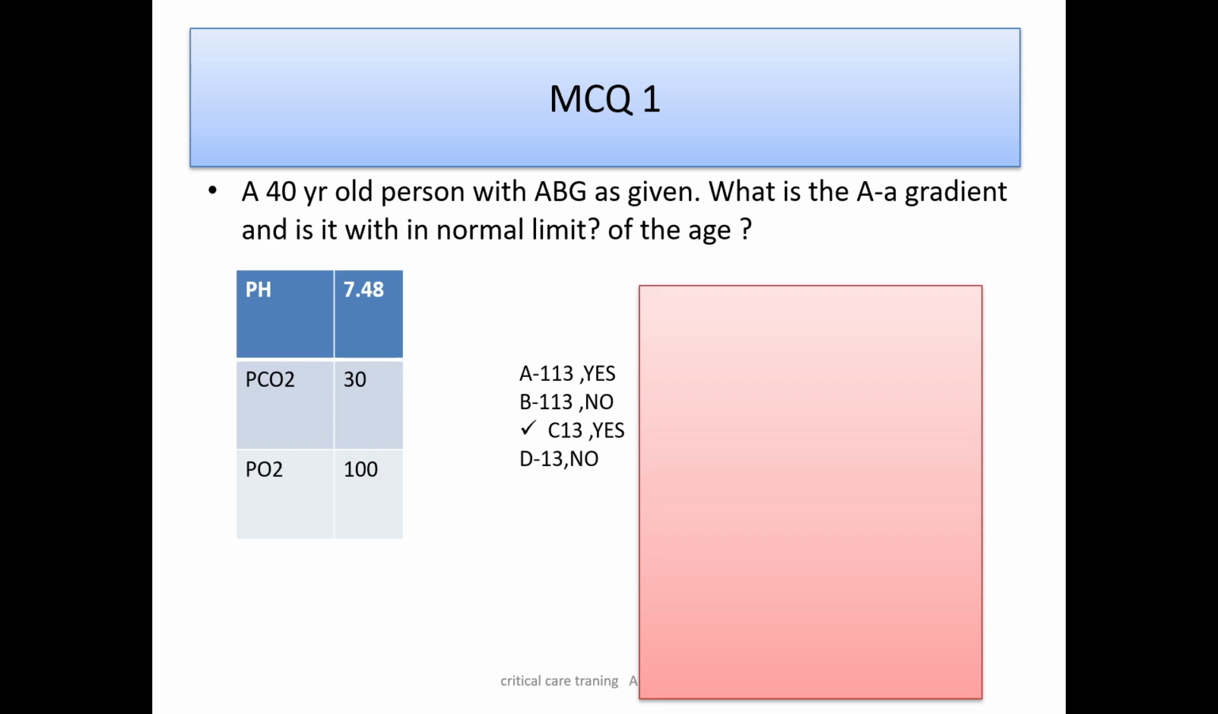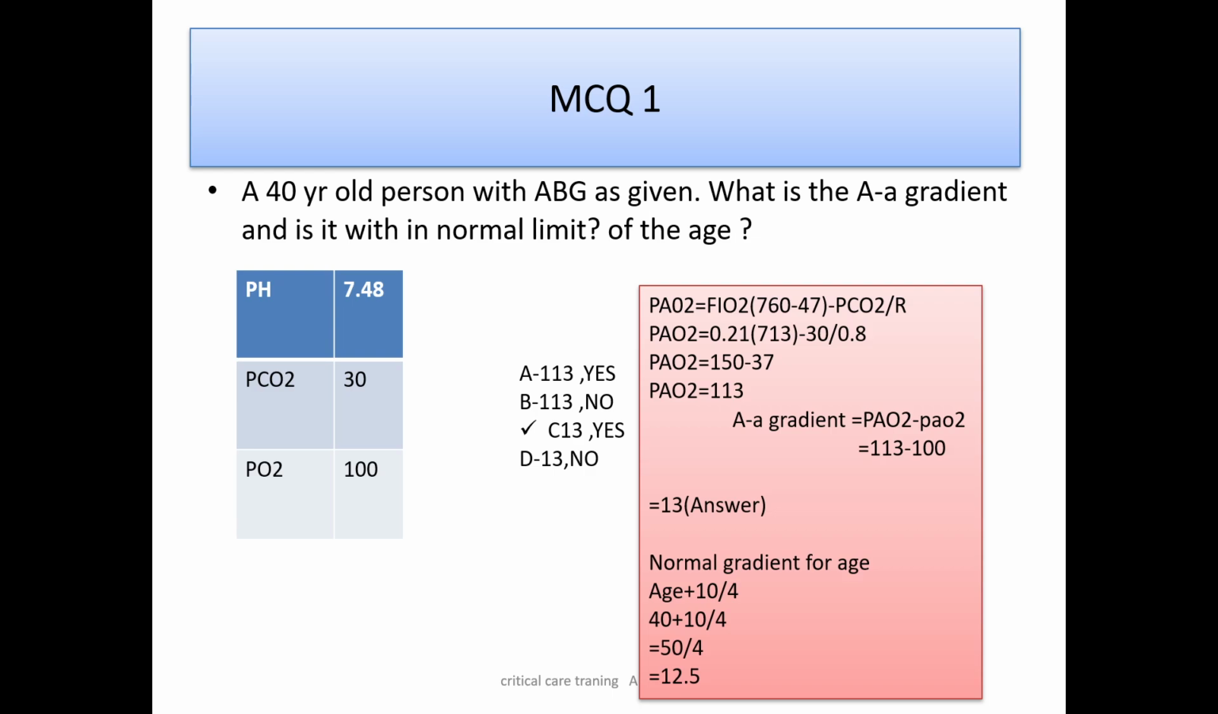As the age increases, the alveolar arterial gradient increases. So just see how we solved it. By putting it in the formula, alveolar oxygen is equal to FiO2, and here it is better to calculate on room air, that is 21%, 760 is the atmospheric pressure, 47 is the vapor pressure of water. This turned out to be 713, minus the PCO2 value in the ABG, here 30, divided by the respiratory quotient, which we take as the normal value of 0.8, or you can multiply 30 by 1.25. So what you get here is alveolar oxygen of 113.